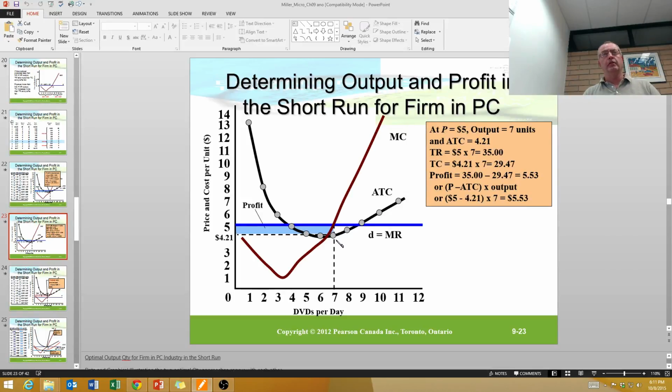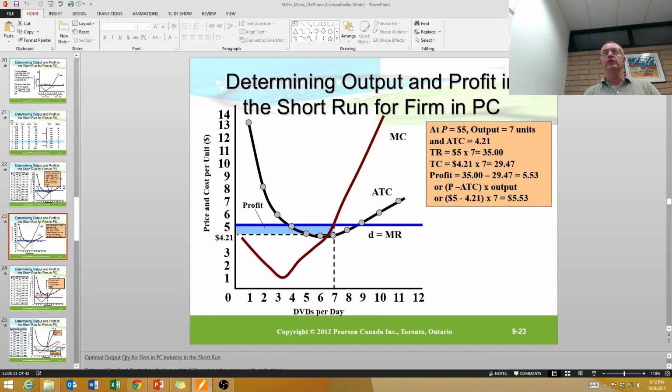Profit maximizing quantity is the point where marginal revenue equals marginal cost. In this case, that equals quantity equals 7 units.